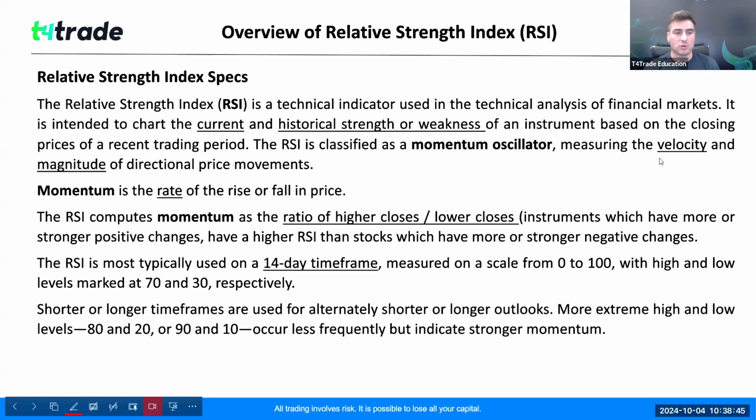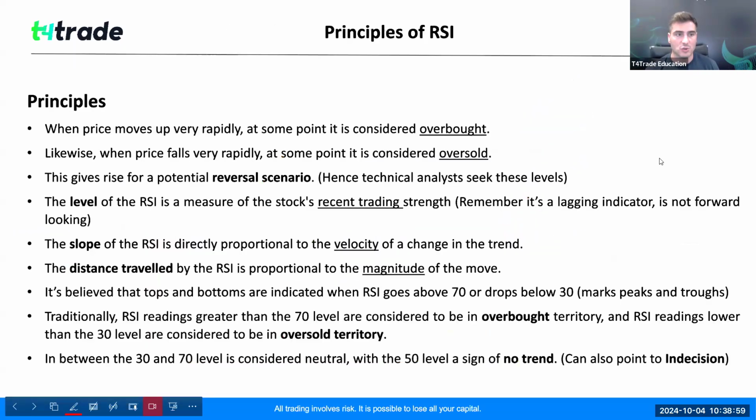So the shorter or longer time frames are used for shorter or longer outlooks. More extreme high and low levels, 80 and 20 or 90 and 10, occur less frequently, but indicate strong momentum. So this is a visual illustration. Let's go ahead and look at the principles before we do this visual illustration example.